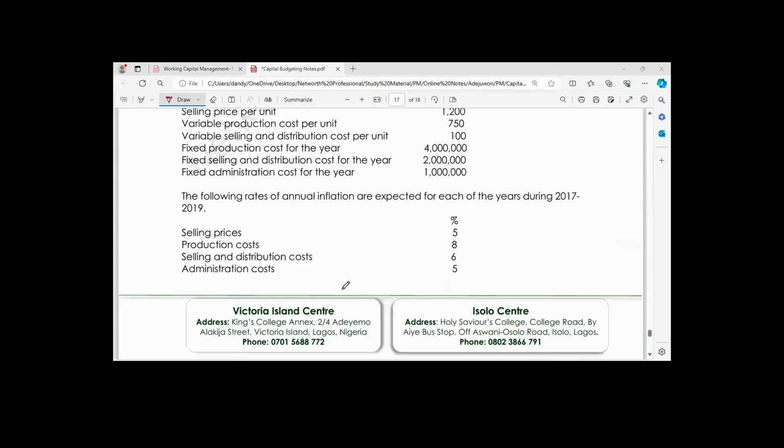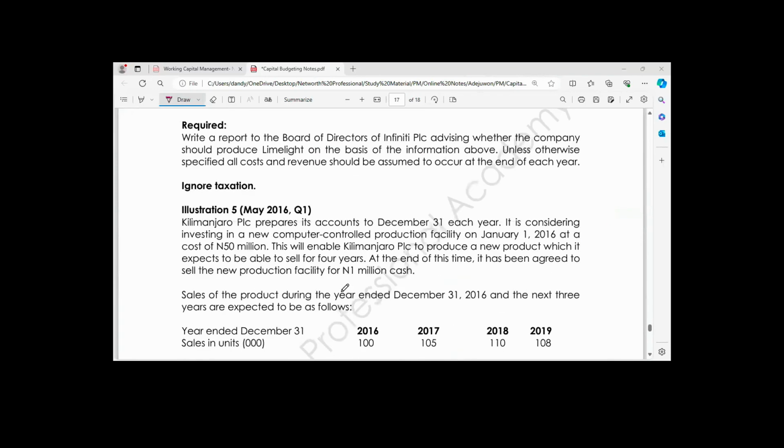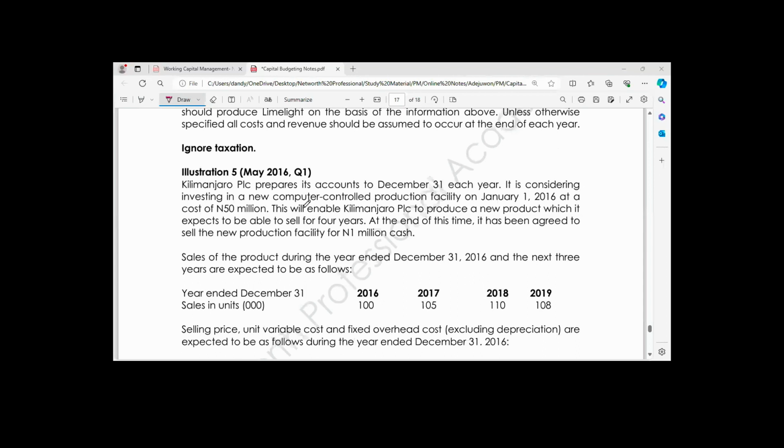This is illustration number 5. This is the last question tested by ICAN as compulsory under capital budgeting. So I need somebody to read the question for me, please. Who will help us? Okay, Sam, please go ahead.